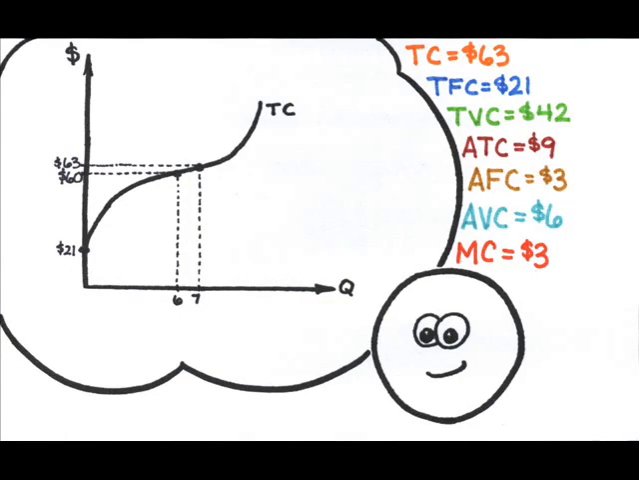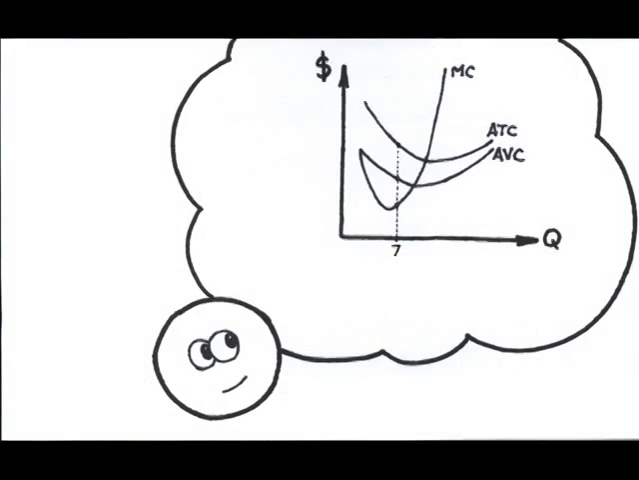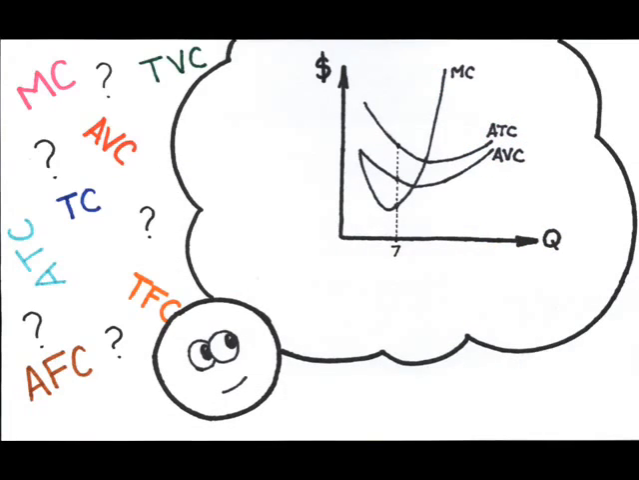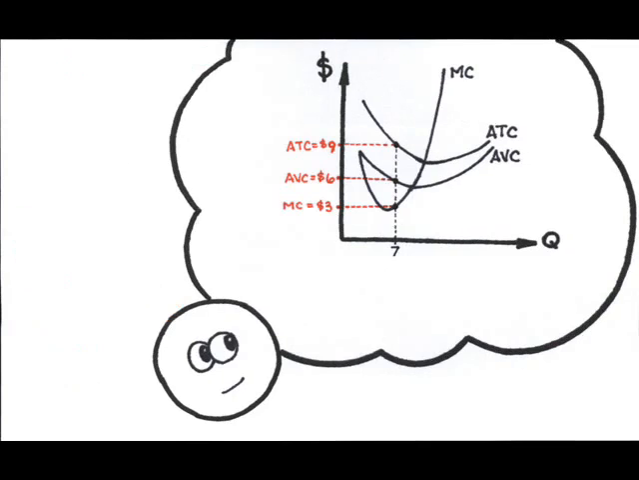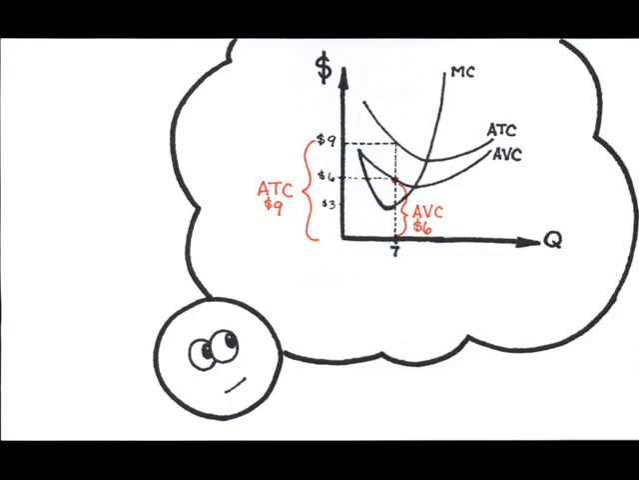Now, what about the average cost diagram? Can I get total cost, total fixed cost, total variable cost, and all the rest of them? Let's take the easy ones first. I can read average total cost, $9, average variable cost, $6, and marginal cost, $3, straight from the diagram. What about the rest? Well, average fixed cost isn't too difficult. On average, a single unit costs $9, $6 of which is variable, meaning the other $3 must be the average fixed cost component.